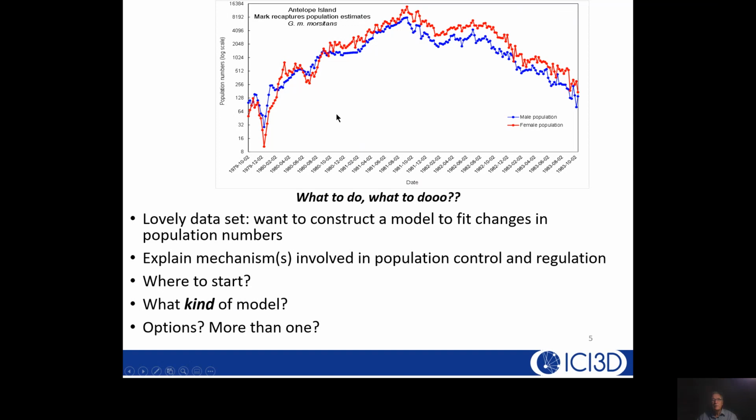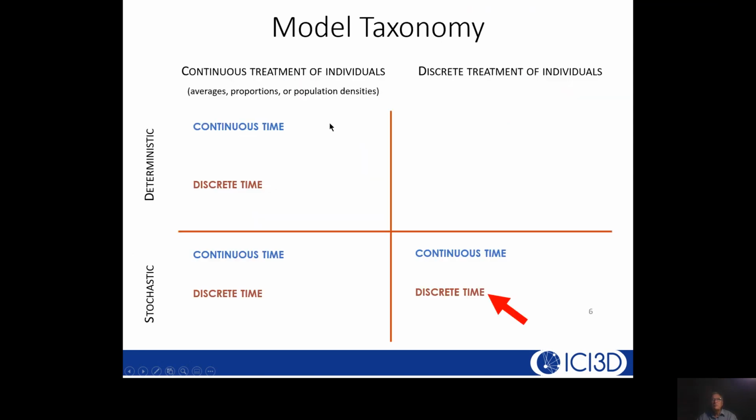Where do we start, and what kind of model should we use? Well, we've got more than one option. You've heard in this course, and you will be hearing, about different kinds of models. They're deterministic or stochastic, and they can treat individuals as discrete individuals or use a continuous treatment.